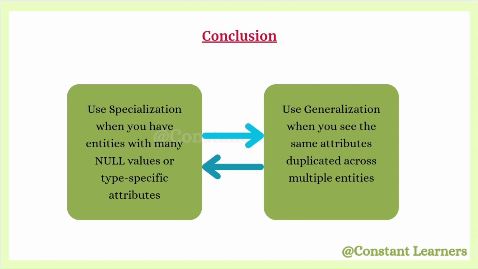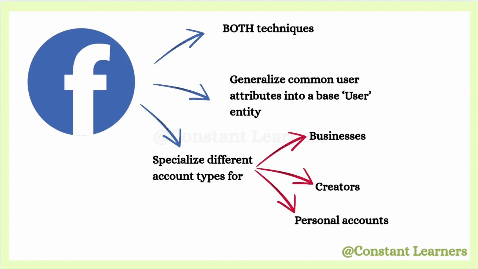Now remember that Facebook question? Now Facebook actually uses both the techniques. They generalize common user attributes into a base user entity and then specialize different account types for businesses, creators, and personal accounts. This hybrid approach is what allows them to manage billions of users efficiently.